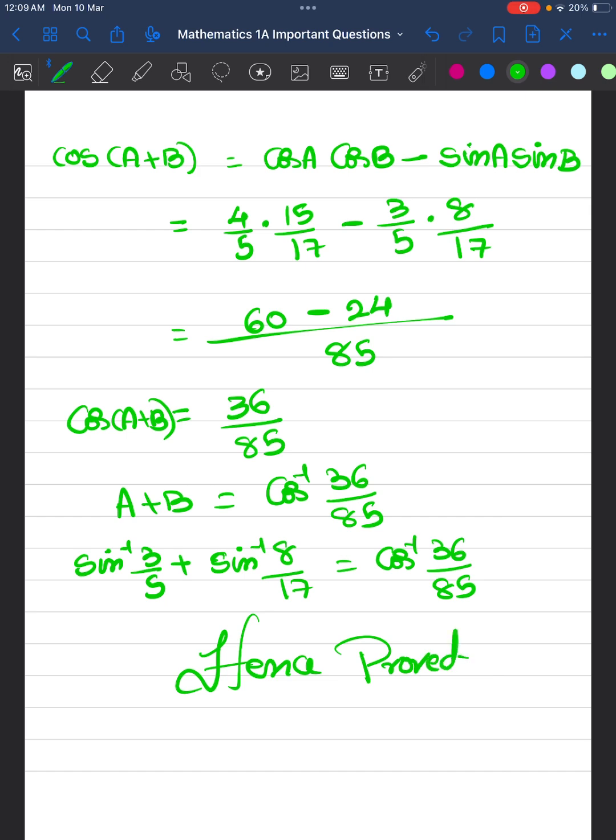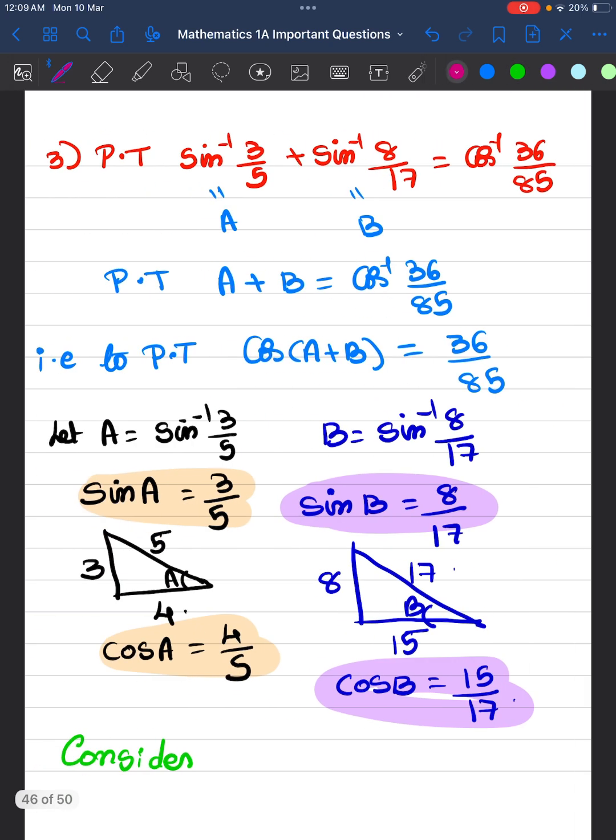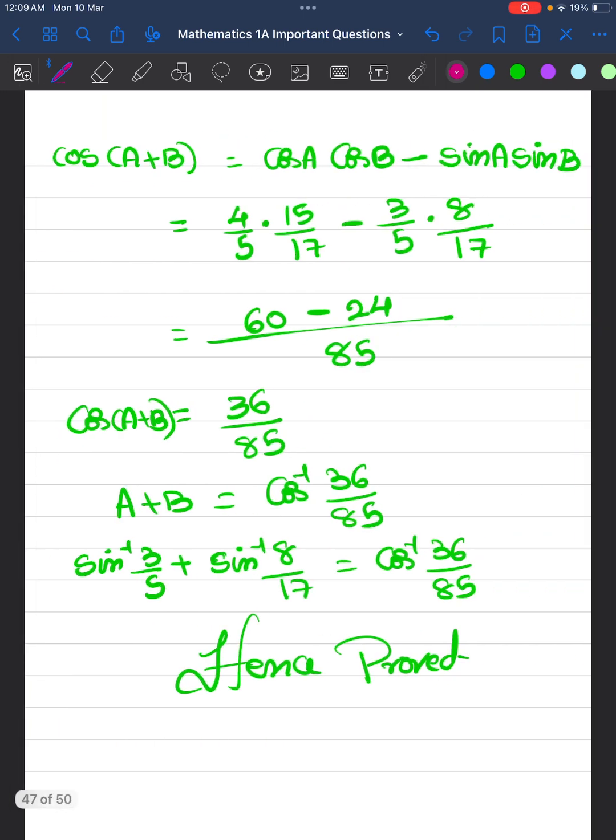So here, once again, we can check the marks allotment. For finding the cos A value, we'll get 1 mark. By using the triangle, we are again finding cos B also. Here we'll get 1 more mark. So 2 marks for finding these. After the given, we have taken sin A and sin B and we got the values of cos A and cos B. So for this triangle construction and all, we'll get 2 marks. And for this formula and substitution, you'll get 1 mark, and for simplification, again, you'll get 1 mark. So it's a very easy problem.